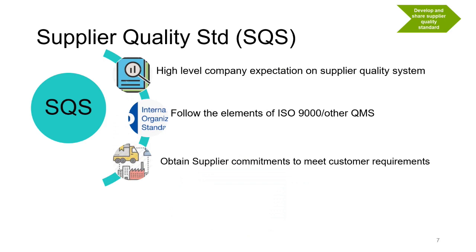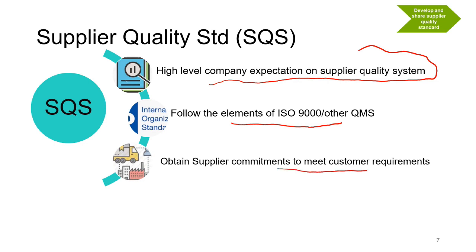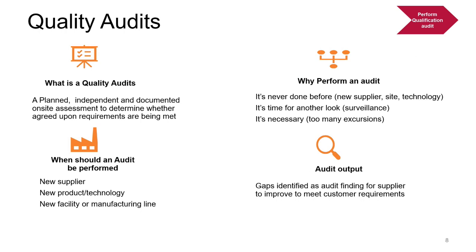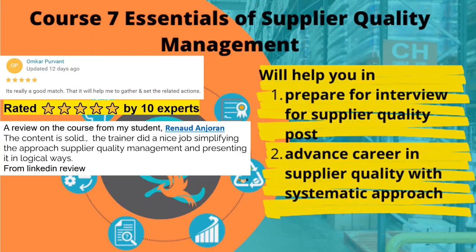The supplier quality standard is developed by your company. It is a high-level company expectation on supplier quality management, and it will follow some kind of quality management system, the common one being ISO 9000. It is used to obtain suppliers' commitment to meet customers' requirements. If a supplier is unable to meet the requirements, it should be highlighted to the procurement team. Let's go to the next detail of performing qualification audits.